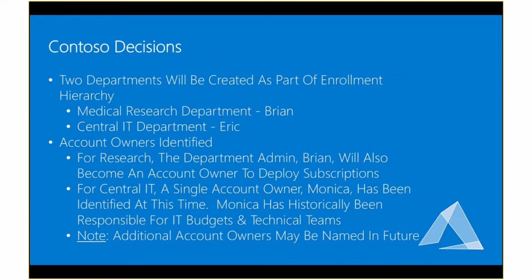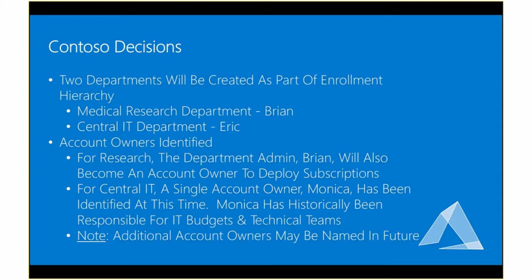Okay, so Contoso's decisions that they've made as a result of their knowledge now of the enterprise enrollment hierarchy and the different types of roles. They're going to create two departments. We mentioned they had a medical research department that wanted autonomy. That's the key word. So the medical research department is going to be created in the hierarchy, and Brian is going to be the department administrator for that hierarchy. Central IT is going to have a department as well, and Eric is going to be the lead for that department, or the department administrator.